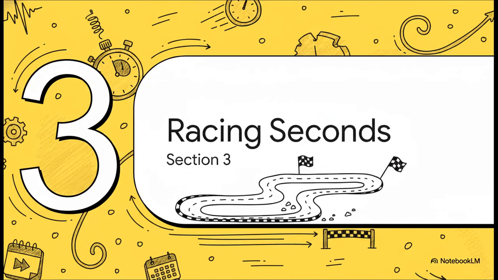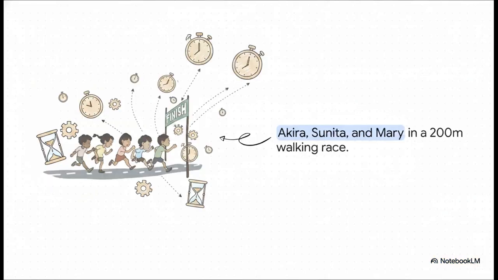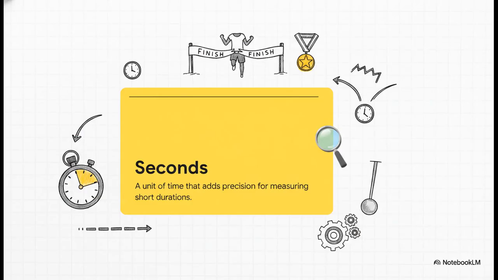All right, let's zoom in. Section 3, racing seconds for precision. Imagine this scenario. Akira, Sunita, and Mary are locked in a super tight 200-meter walking race at their school. If they all blast across that finish line within the exact same minute, say 1 minute and something, how on earth do we figure out who actually won? Suddenly, the minute hand just isn't cutting it anymore. And boom, that is exactly where seconds enter the chat.